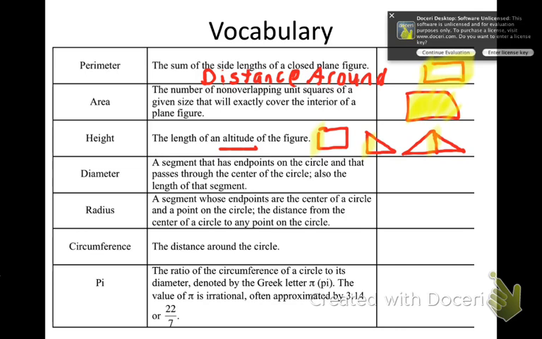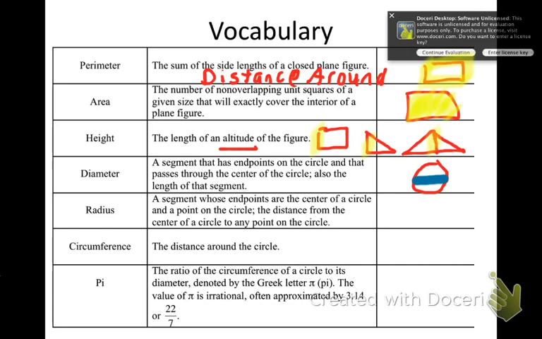Diameter is a segment that has endpoints on the circle and that passes through the center of the circle, also the length of that segment. Diameter is the distance all the way across or halfway? All the way. Have to know that. Diameter is the distance all the way across on a circle.